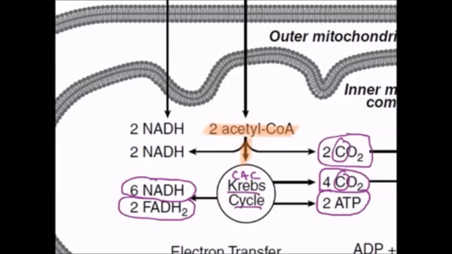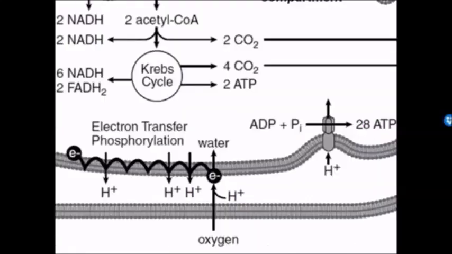We're now ready to move on to our last and final step of our cellular respiration process, and that is our electron transport system, where we're going to generate most of the energy that we can from our glucose molecule. We're going to look at a couple of pictures of our electron transport system. Let's make sure we're clear about where we are.